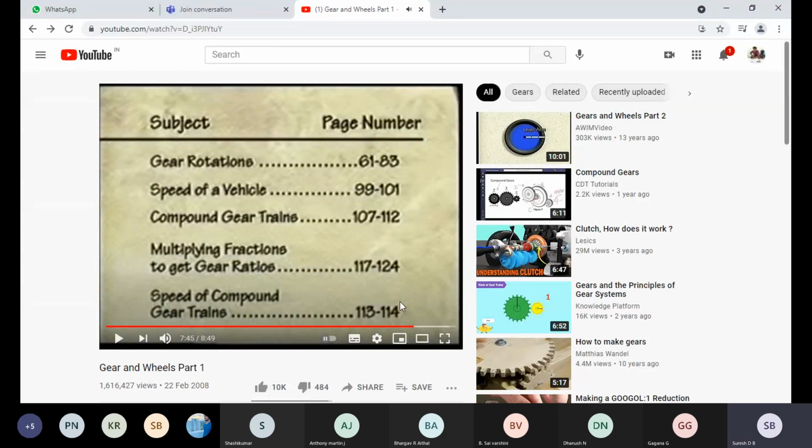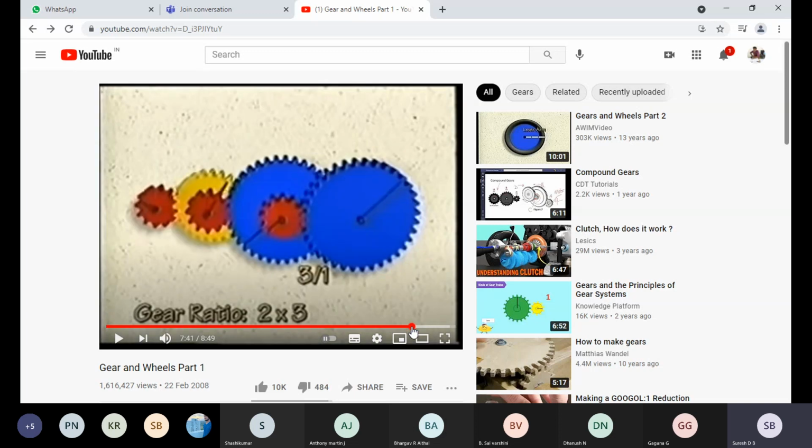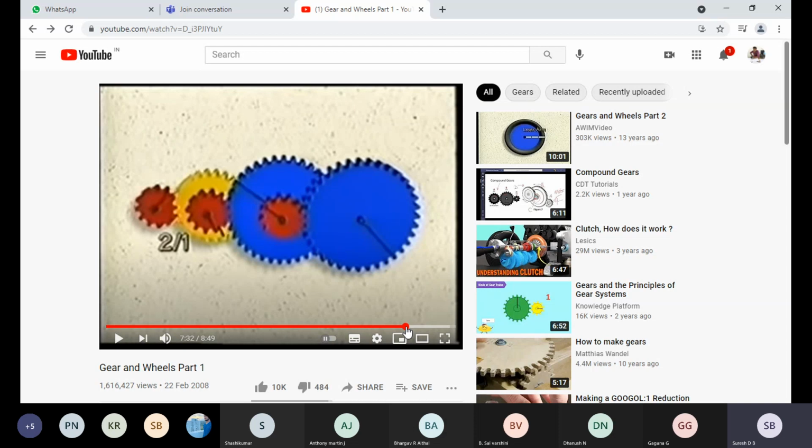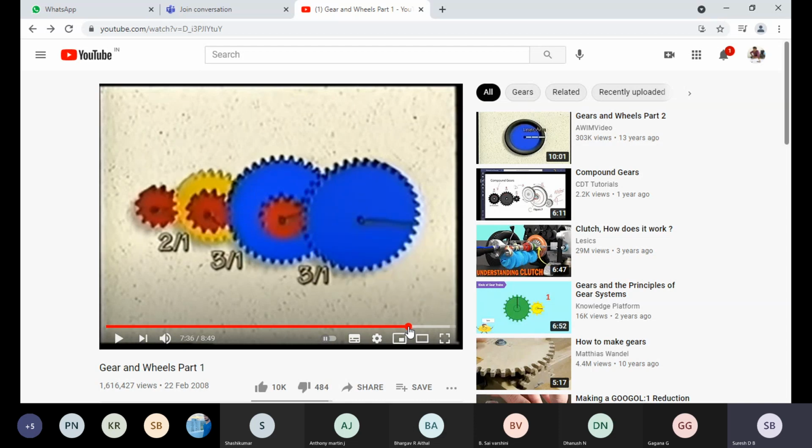See here, how to find the gear ratio for individual mechanisms or gears. For this one, the gear ratio is 2 divided by 1. For this gear ratio 3 by 1, and this gear ratio 3 by 1, you can multiply all: 2 into 3 into 3. Okay, 18 is the gear ratio. 18 by 1 means when this one rotates one complete revolution, this smaller gear rotates 18 times. That is the gear ratio.